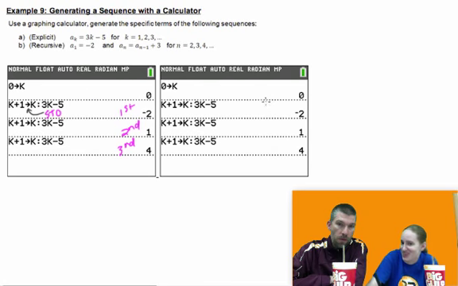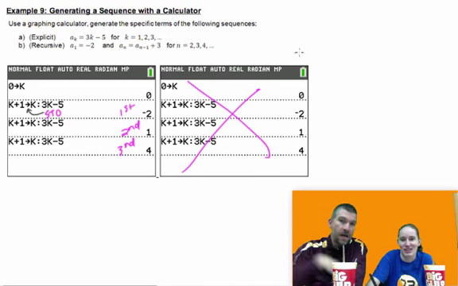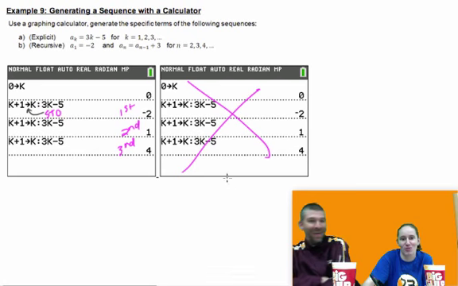I wonder what happened to my other screenshot. I had a different screenshot here. That's not the recursive formula, as it turns out.